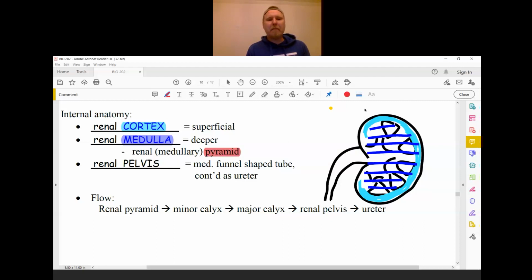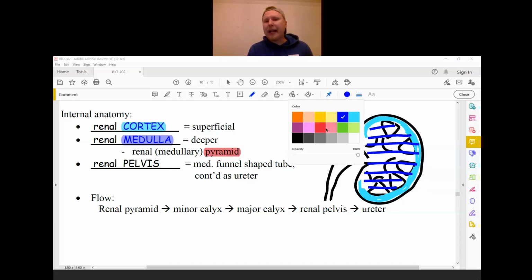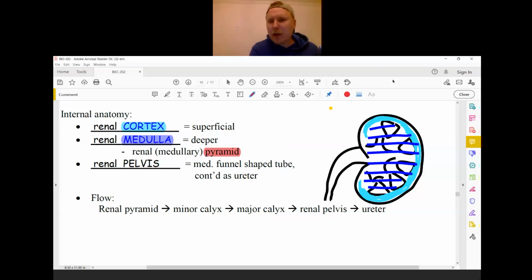Sometimes also known as medullary pyramids. They are these triangular shaped structures within the medulla of the kidney. I think I drew quite a few of them in this diagram, so bear with me as I color them in so that it makes sense what they are.